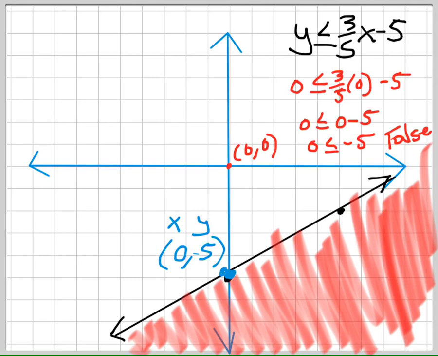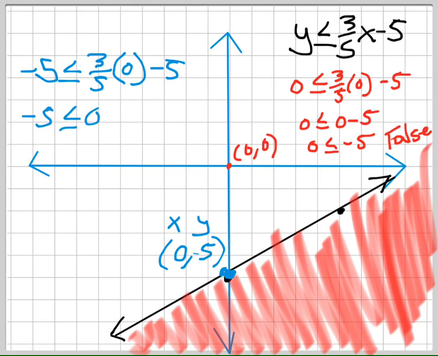Do we think it's going to be true or false since I picked a point right on the line? It's going to be true. It's going to be both. I hope it's true. Let's see. It shouldn't be equal. Very good. So if I plug this in, 3/5 times 0 is 0, and 0 minus 5 is negative 5. This is true. So this point works.